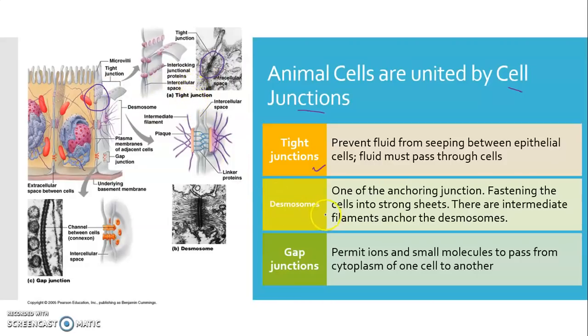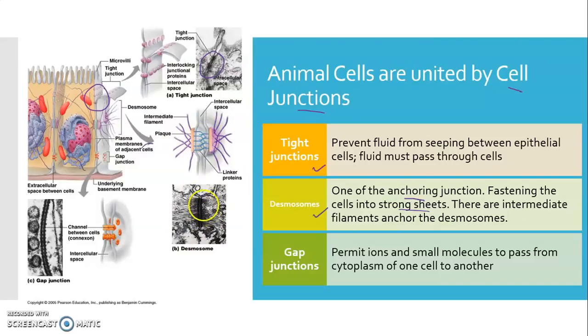Then we go to the next type of cell junction, which is the desmosome. The desmosome is one type of anchoring junction, which means it acts as a holder. It is used to fasten cells together and become a strong sheet. Look at the microscopic image here.